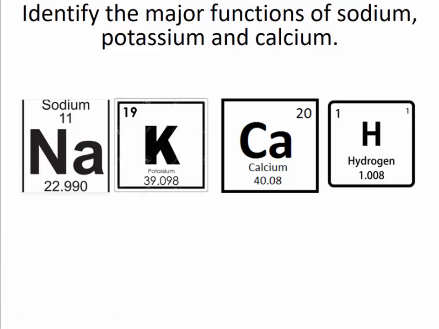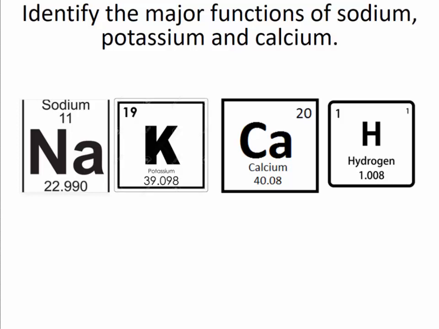Sodium is a major extracellular cation found outside of cells. Its main functions are in water balance in the body, conduction of nerve impulses, and muscle contraction. Potassium is the major intracellular cation found inside cells. It functions in nerve impulses and muscle contractions as well, also cardiac functions.